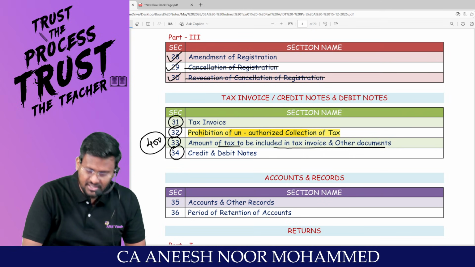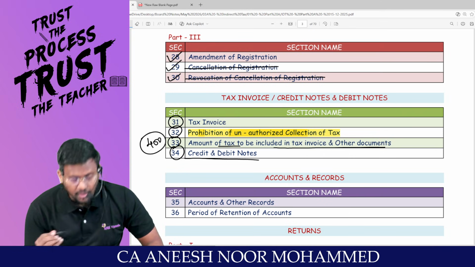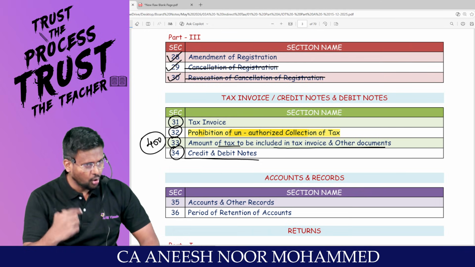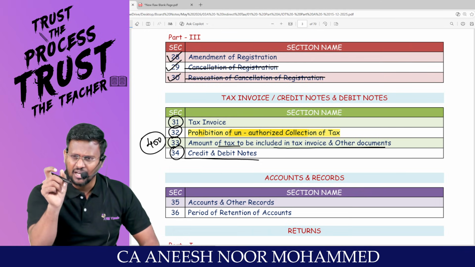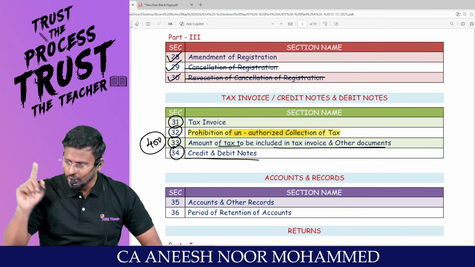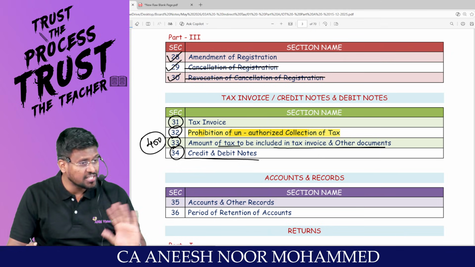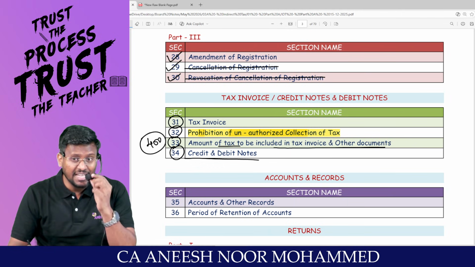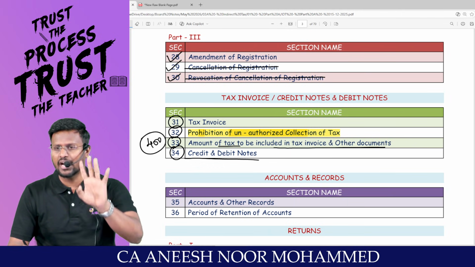There is one section, Section 34, debit note and credit note. Sir, how much less have you raised? 100. For that 100 rupees, don't raise a fresh invoice. Raise either the debit note or credit note as per Section 34.